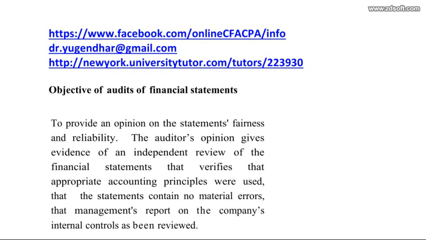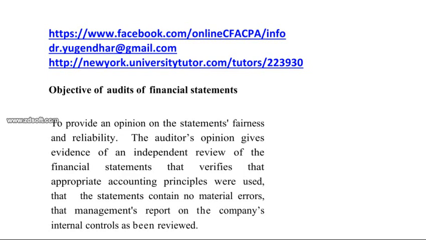After the audit, the balance figures may change. The basic objective of an audit of financial statements is to provide an opinion on the financial statements' fairness and reliability. Whether the financial statements are prepared in accordance with GAAP, the international financial reporting standards, or universally accepted accounting principles will be identified by the auditor.